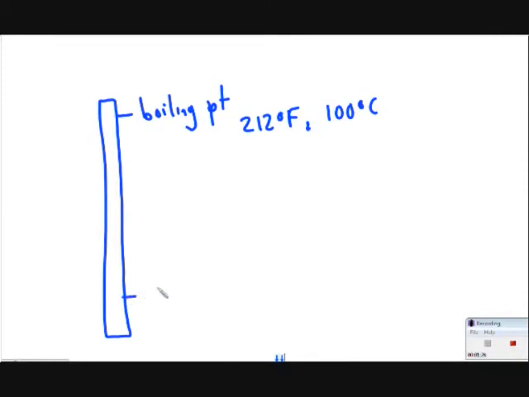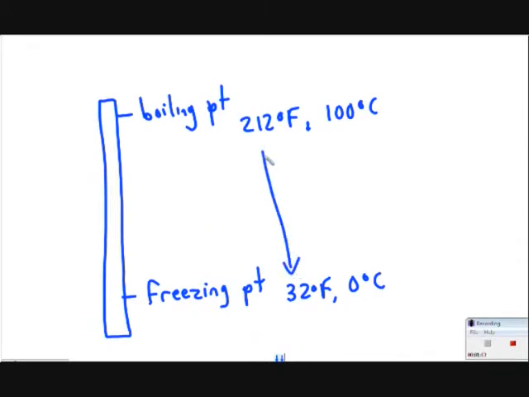Down here would be our freezing point or melting point, same temperature, depending on which direction you're going, heating or cooling. The freezing point of water is 32 Fahrenheit or 0 Celsius. And so between the freezing point and the boiling point, there's 180 degrees Fahrenheit. Between the freezing point of water and the boiling point of water in Celsius, there are 100 degrees Celsius.